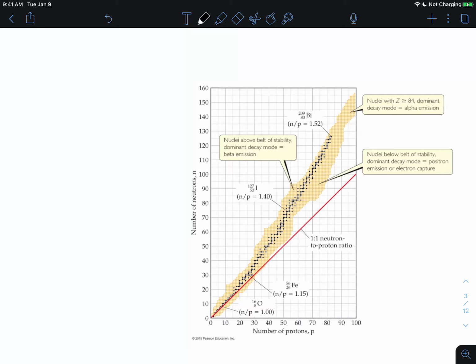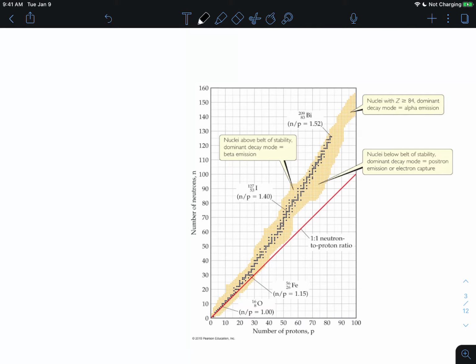But those that are not, the ones that are in orange, are going to be unstable. And the stability is based on, again, the size and the neutron to proton ratio. So if we look at the neutron to proton ratio, we can determine what type of decay we would expect based on what type of instability exists within the nuclei. And as a point of reference, there's also a 1-to-1 neutron to proton ratio line. That's the red line in there, and that's just showing how much deviation we have from that 1-to-1 ratio, especially as we get higher and higher in mass.